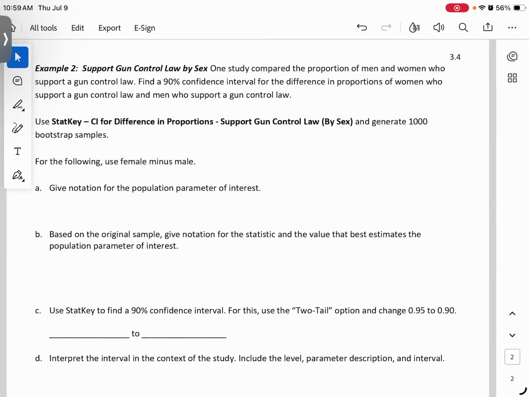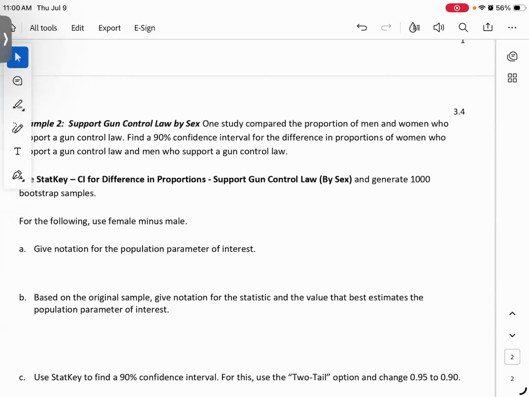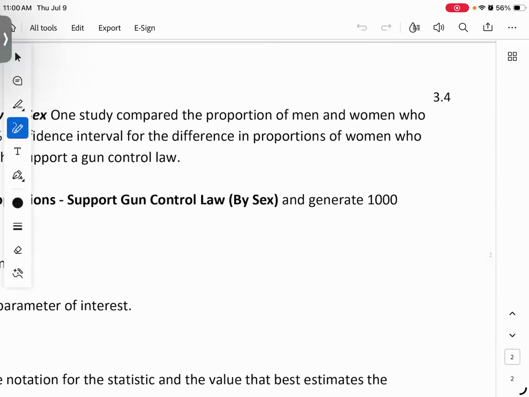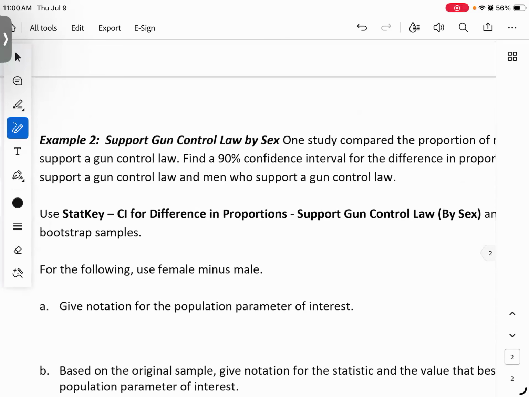Last thing that we're going to do is just an example that switches things up a little bit. It's going to have proportions instead, and it's also going to have two groups. So in this one, there are two groups: this was a study where they were comparing the opinion of women versus that of men, and the variable was whether they would support and be in favor of a gun control law.